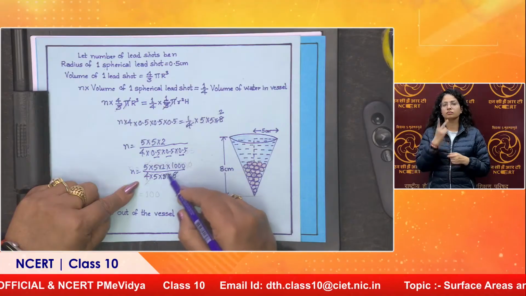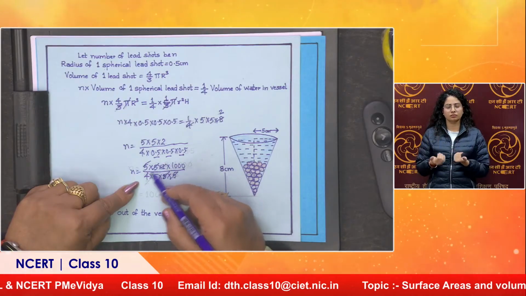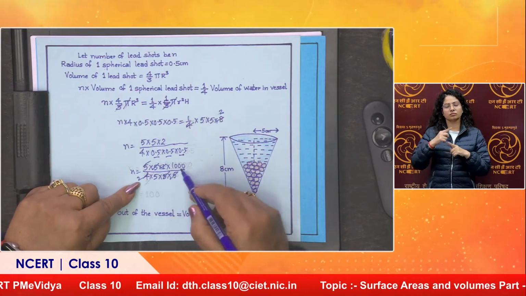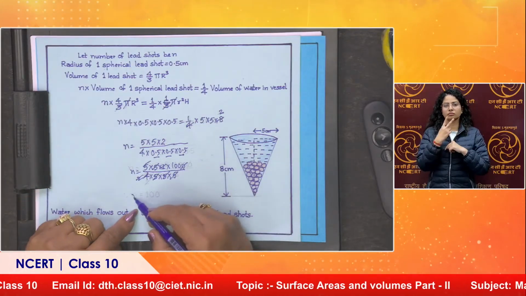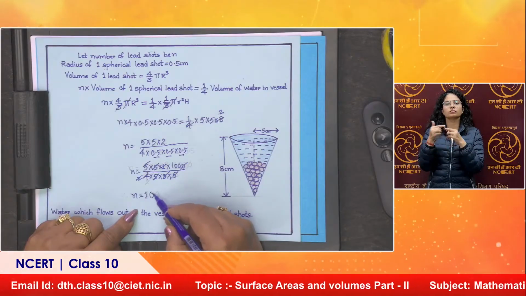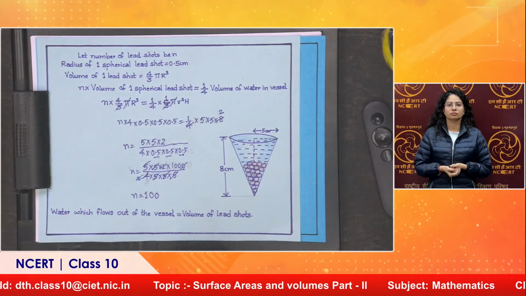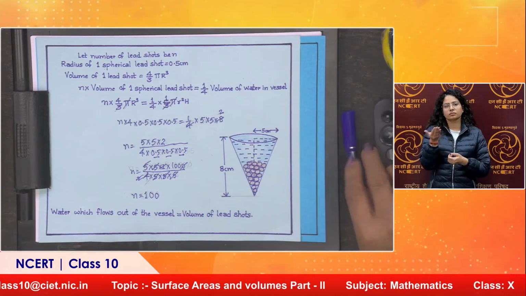Look here, we can cancel out these 5s. 2 ones are 2, 2 twos are 4, 2 5s are 10. 10 I can cancel out with 1 10 here in 1000. So, number of lead shots will be 100. Alright, so it is easy for you to calculate. I hope you will be able to perform the questions in the exams.